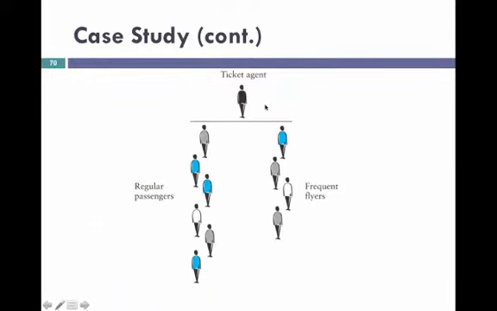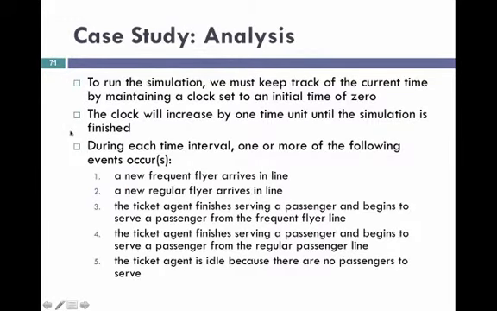So we've got our single ticket agent and our line of two kinds of passengers. To run the simulation, we could keep track of the current time by maintaining a clock set to 0, and then we increment the clock to simulate 1 unit of time. During each interval of time, one or more events could happen. Different kinds of flyers could arrive in line. The ticket agent could finish serving a passenger and start serving the next person in line, either in the frequent flyer or the regular passenger line, or the ticket agent could be idle because there are no passengers to serve.